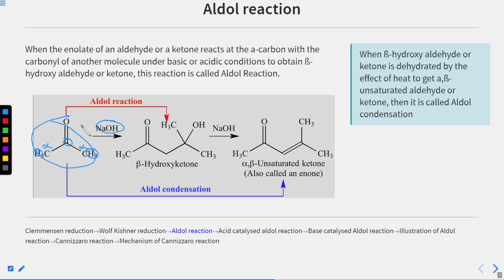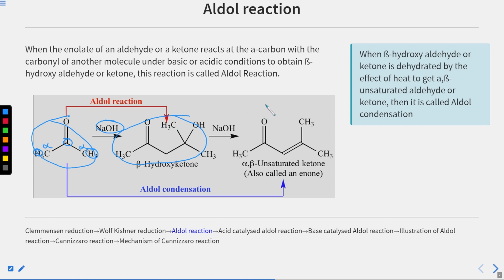Now let us see the definition again. When you treat your carbonyl, that is aldehyde or ketone having alpha hydrogen, with dilute NaOH, it results in the formation of beta hydroxy ketone. You can also do this reaction in the presence of acid. We'll see the mechanism of both of these. Clear? Now this reaction is called aldol reaction.